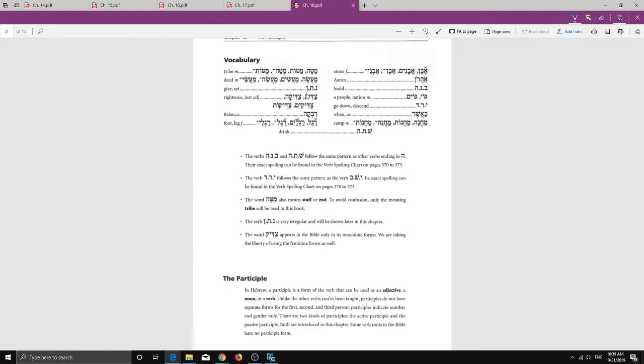This is actually a very irregular verb because it has two nuns. And if you remember, nun is one of our weak letters. So nun will drop out whenever it can. If it gets next to other letters, it will often drop out and become a dagesh in that letter. And I think we'll see some examples of that later in this chapter. But this is doubly weak because it's at the beginning and the end. So we'll kind of see how that works out later.